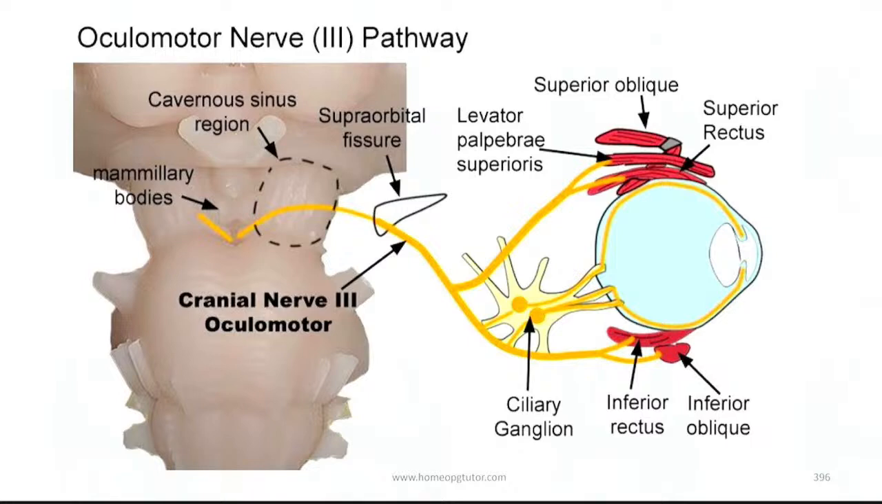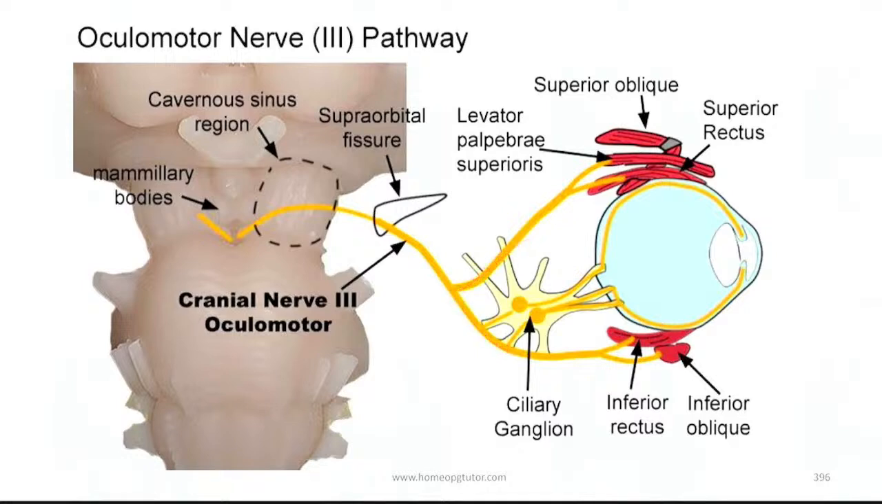It has an extracranial root and an intracranial root, just as the optic nerve had an extracranial and intracranial root. In the intracranial root, it goes within the lateral aspect of the cavernous sinus and then enters the superior orbital fissure and leaves it. After it leaves the fissure, it gives off two branches, a superior branch and an inferior branch.